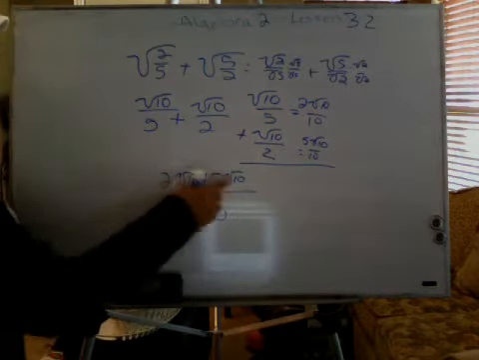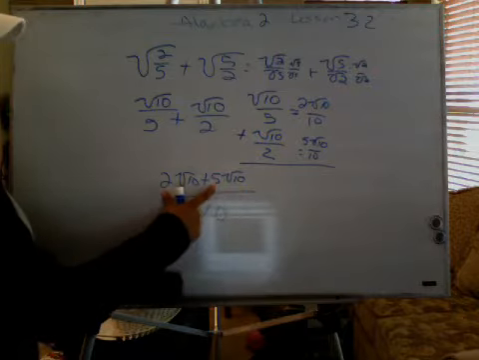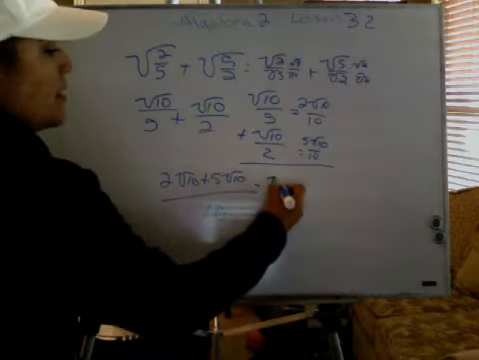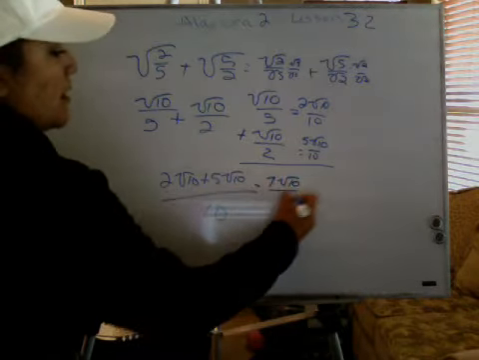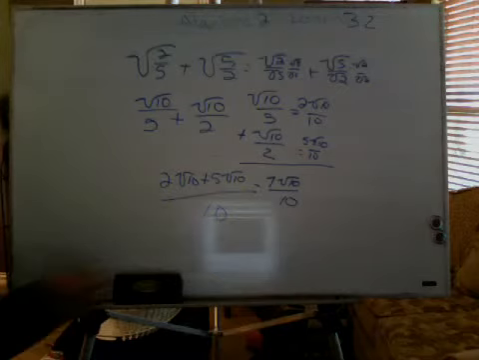To combine, these have to be the exact same. They are, so then you look at the number outside. We kind of look at it as a coefficient, kind of like like terms. So this becomes 7 square root of 10 over 10 is the answer. So let's do another one.